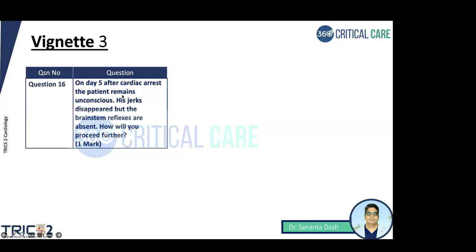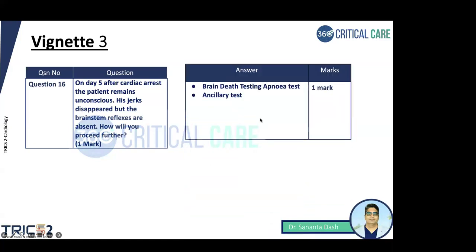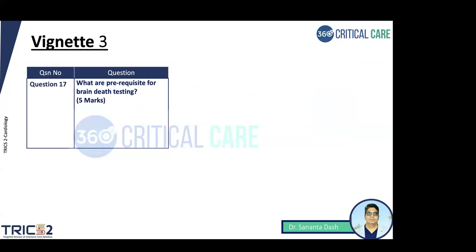On day 5 after cardiac arrest, the patient remains unconscious, jerks have disappeared, but the brainstem reflexes are now absent. How will you proceed further? All right. In this case, the patient has a poor prognosis. On day 5, off sedation, not doing anything, brainstem reflexes are absent. So probably we'll do some brain death testing or apnea test, and we need to do some ancillary test if required. That means you need to do brain death testing in this patient.